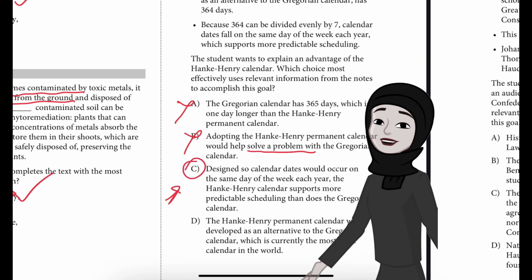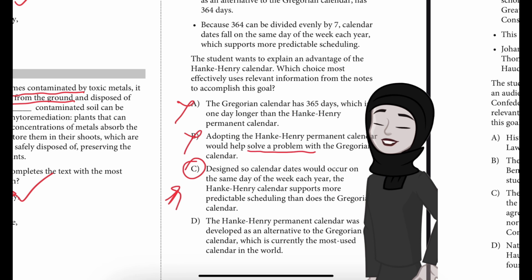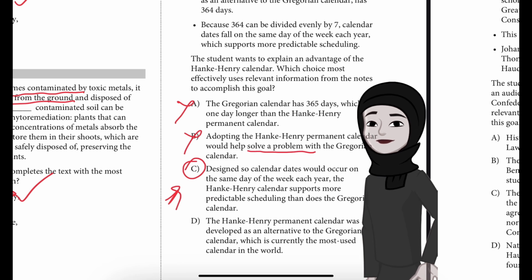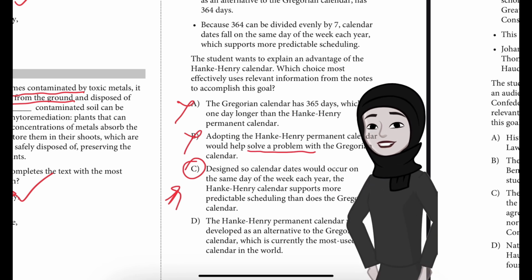C is actually the best answer. This one is properly telling what the problem is and how it is getting solved. Choice C is the best answer. See, it properly says and describes everything.